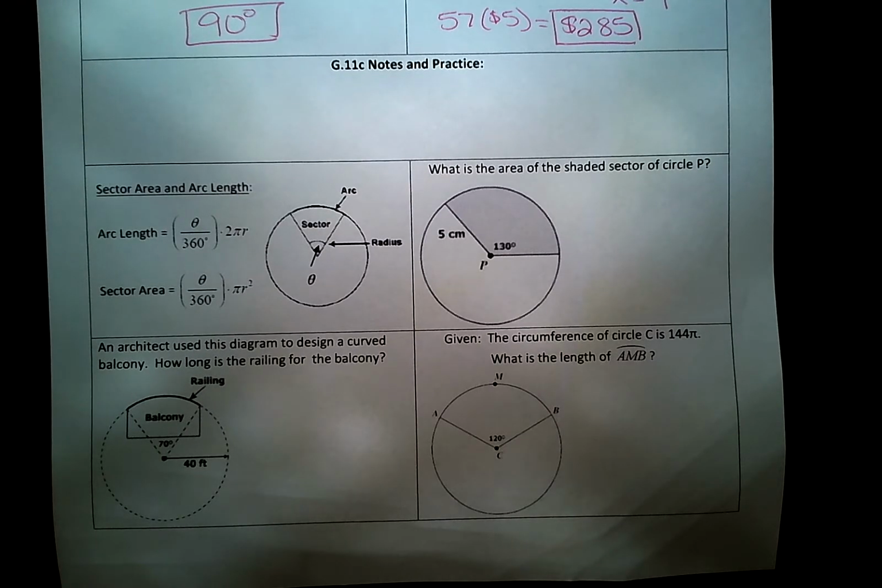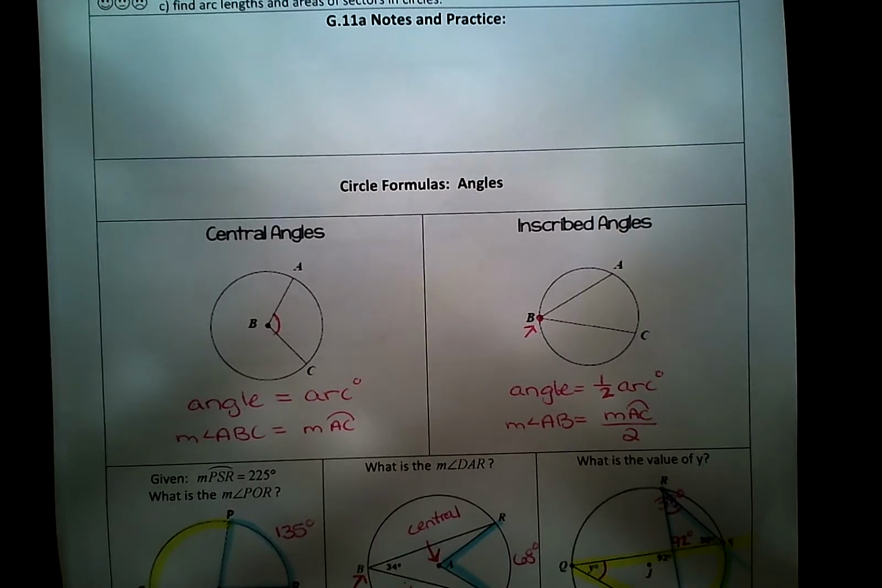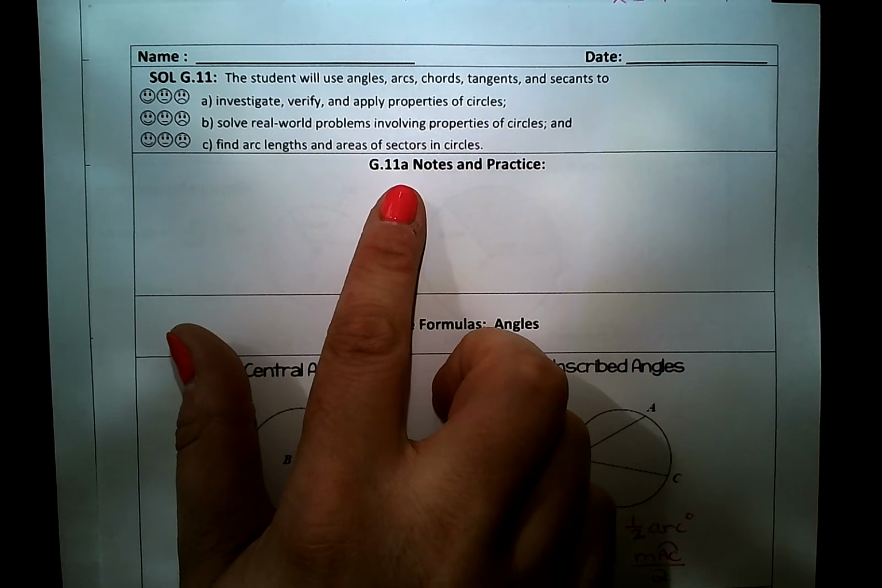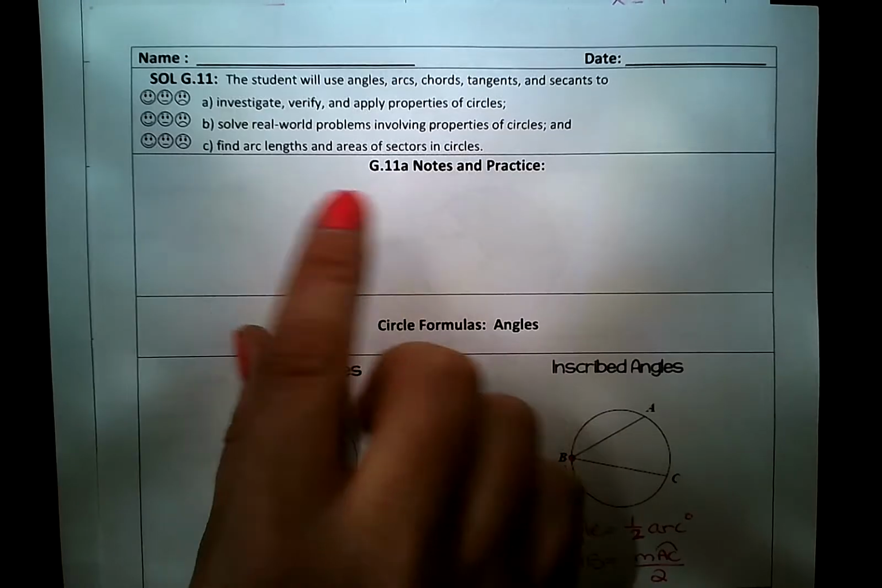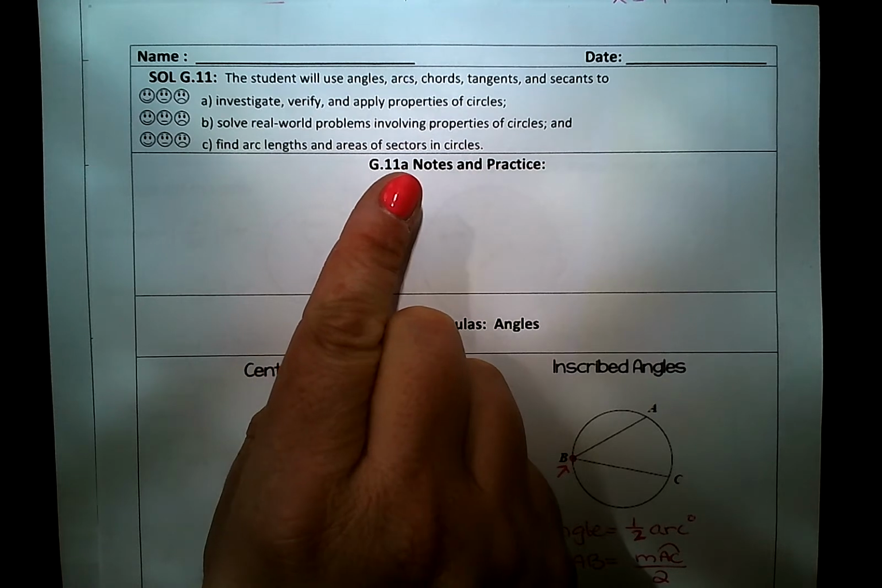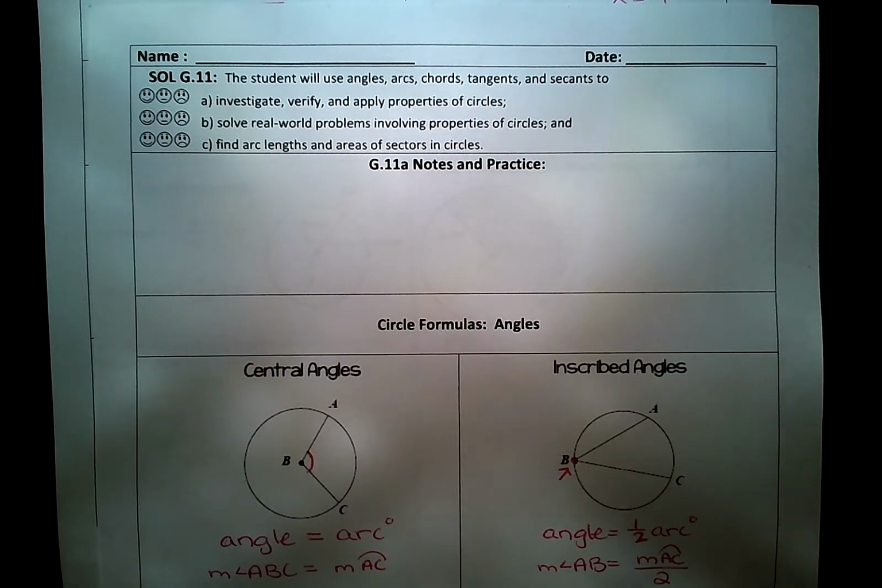And in this video, we're going to be looking at G11 Part C. Now, this is a really important part. My students really struggle with Part C here. Part C says, the students will use angles, arcs, chords, tangents, and secants to find arc length and areas of sectors in a circle. Now, this is a doozy.